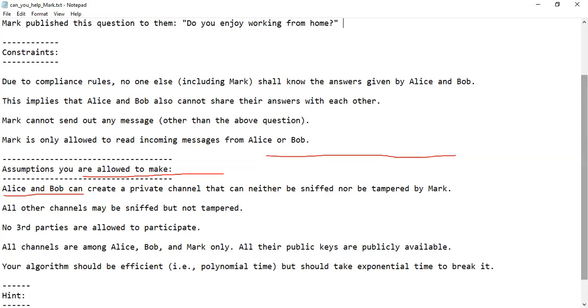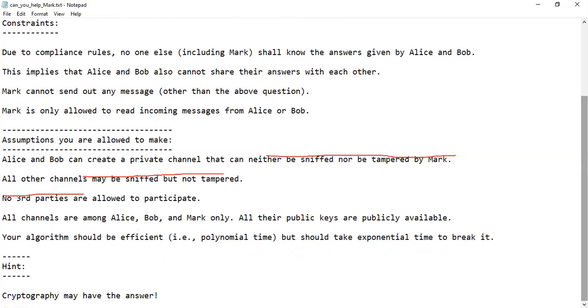All their public keys are publicly available, okay? And of course, the algorithm should be efficient, implementable in polynomial time at most, but should take exponential time to break, or be unbreakable in terms of information theoretic security. Okay, all right, so what is the hint we have? Cryptography may have the answer to this game. How do we approach it?